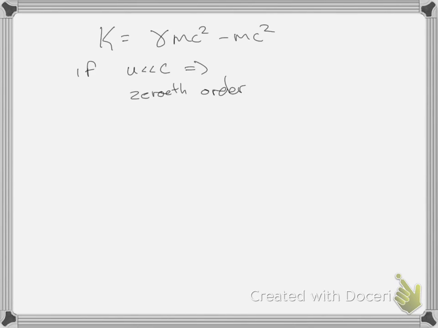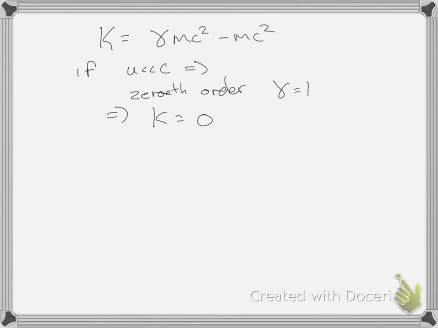Let's go one step further and show what it reduces to. Since we like doing math, this is all fun math. Let's show that it reduces to the classical form when u is much, much less than c. So if u is much, much less than c, what does k look like? First of all, to 0th order, that means that gamma is equal to 1. If gamma is equal to 1, gamma is equal to 1 only when u is equal to 0, then k is equal to 0, right?